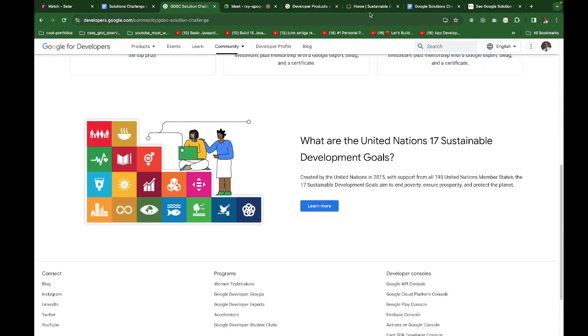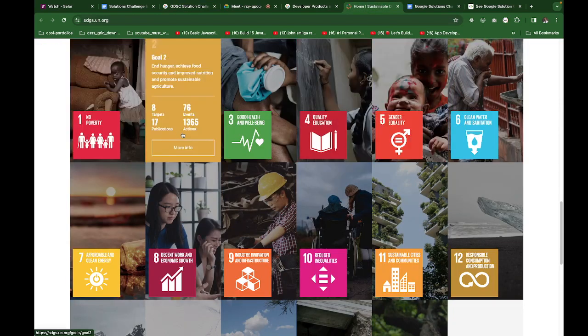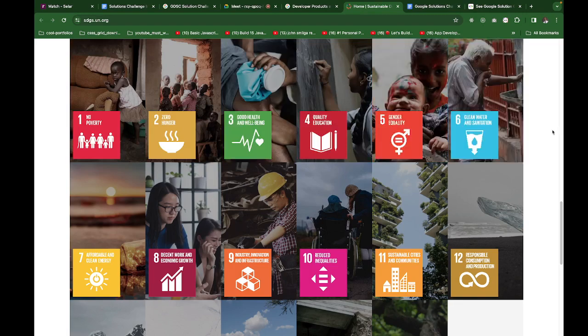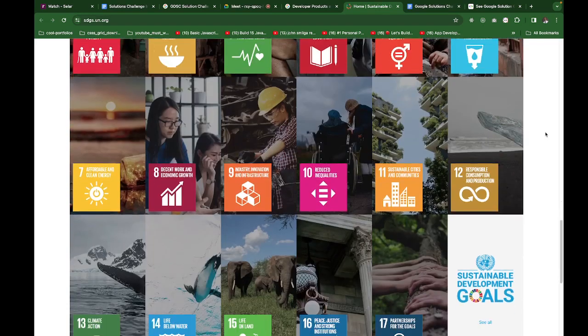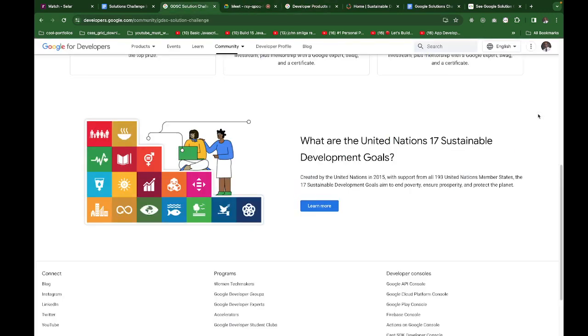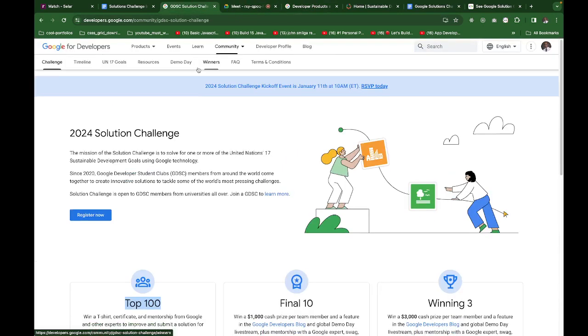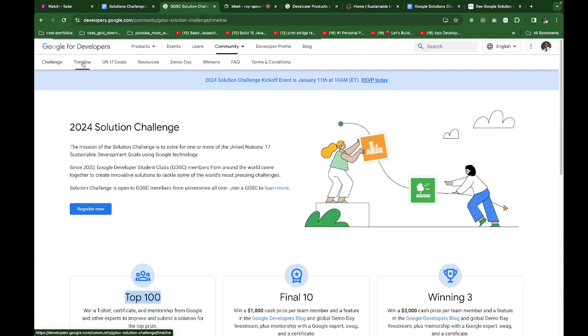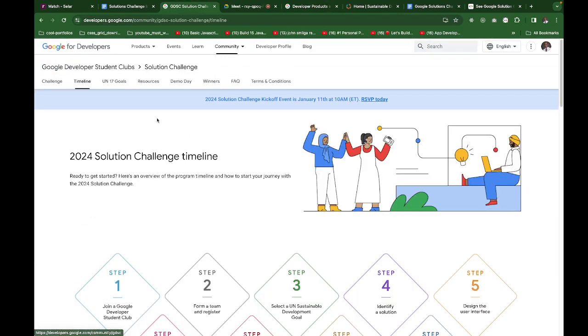So the 17 SDGs that we have are all here. No poverty. Probably you are building a solution to solve poverty, hunger, good health, quality education, gender equality, clean water, and all of these are different problems that you can build for. All of these links would be dropped after the session, so you don't need to bother about them. That was basically a summary of the whole challenge.